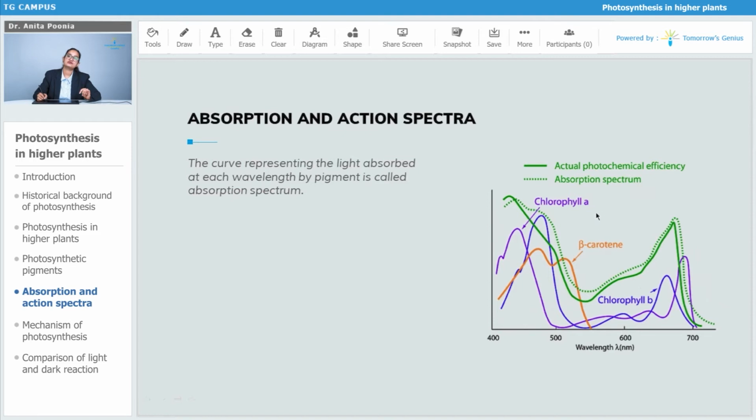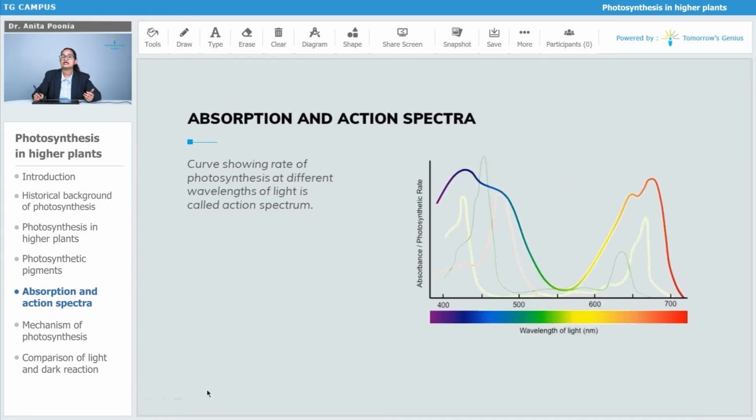In the absorption spectrum, you see the actual photochemical efficiency by the continuous line, and the dotted line shows you the absorption spectrum here, how much absorption is actually taking place, whereas here in the action spectrum you could see the wavelength and the action spectrum.